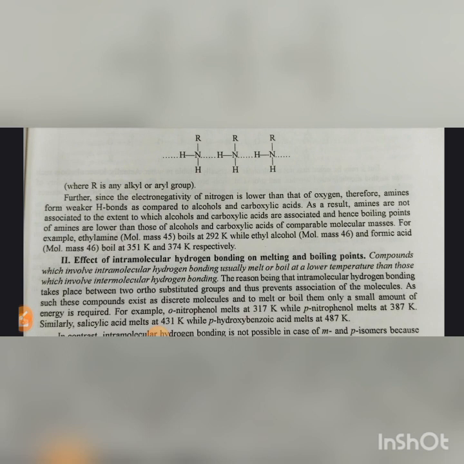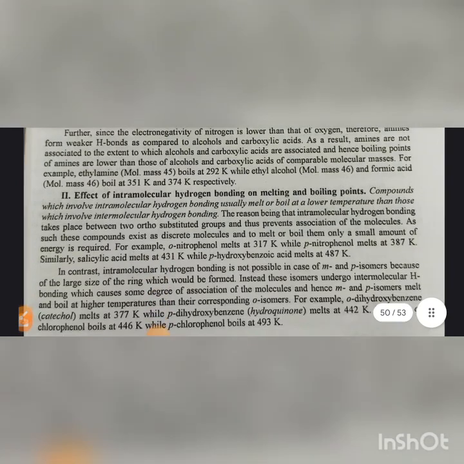As a result, amines are not associated to the extent to which alcohols and carboxylic acids are associated, and hence the boiling points of amines are lower than those of alcohols and carboxylic acids of comparable molecular masses. For example, ethylamine boils at 292 K while ethyl alcohol and formic acid boil at 351 and 374 K respectively.